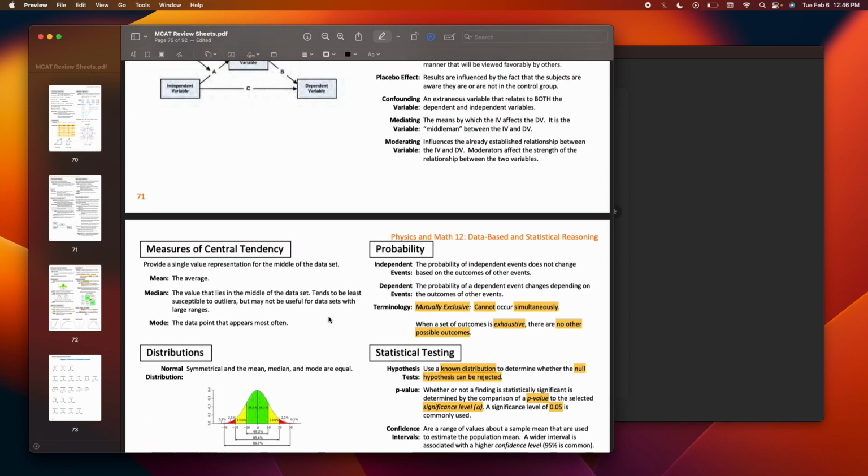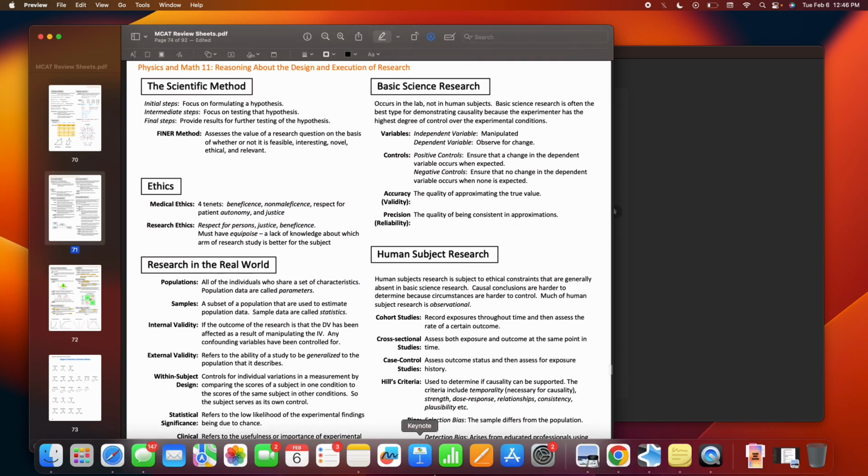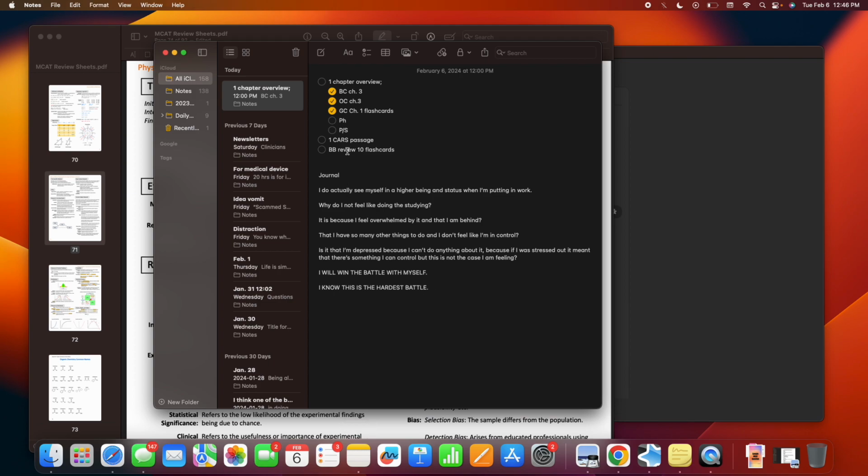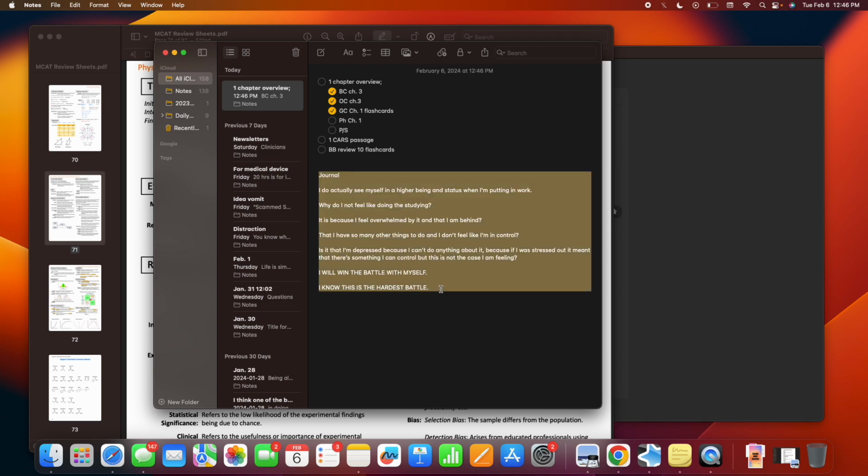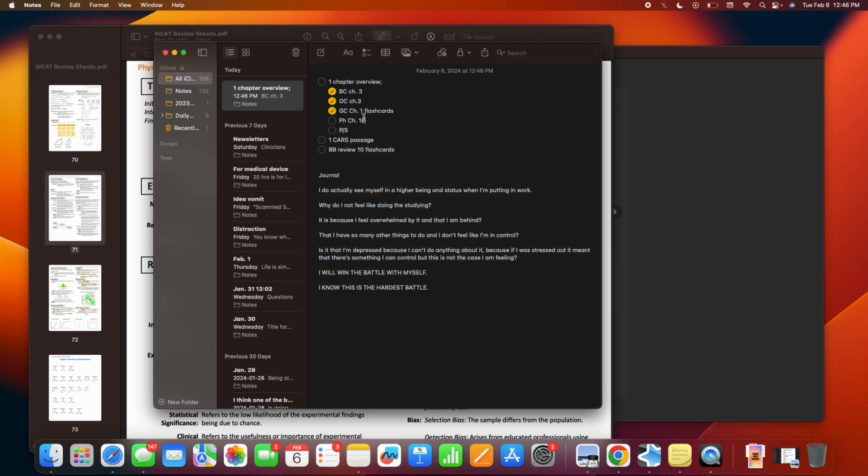Okay, not bad. So let's actually put chapter. Please don't read my personal journal. I mean, you're probably gonna read it. And it's super obvious now. But who cares? Let me actually read it. It might be motivational. I do actually see myself in a higher being and status when I'm putting in the work.